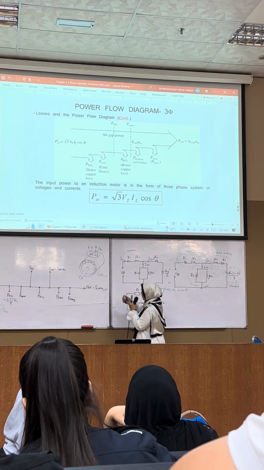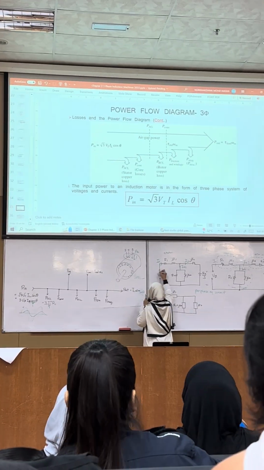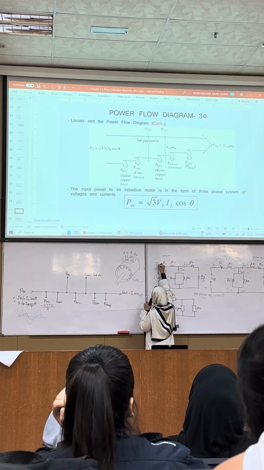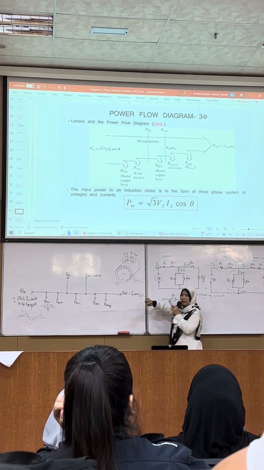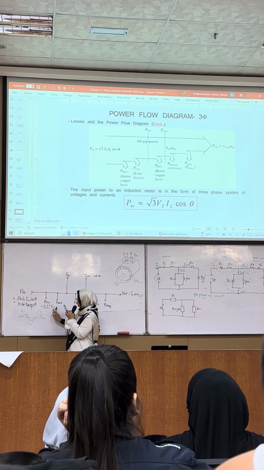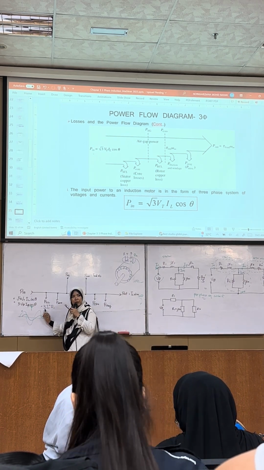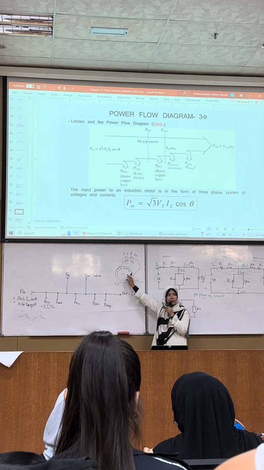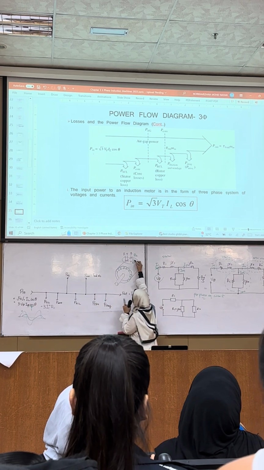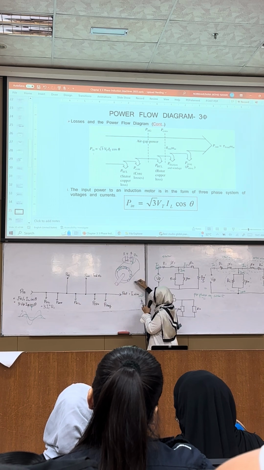Now, from the input, here we have V phase in the per phase equivalent circuit, and I1 is the phase current. That's why in the equation it is 3 I1 squared R1: I1 squared R1 multiplied by 3, because the motor is three phase, so you need to multiply by 3.